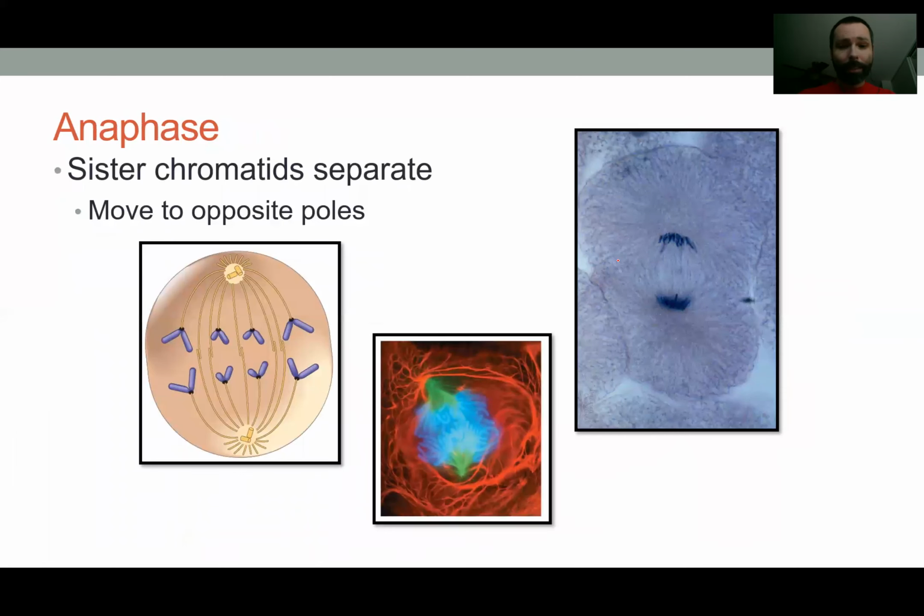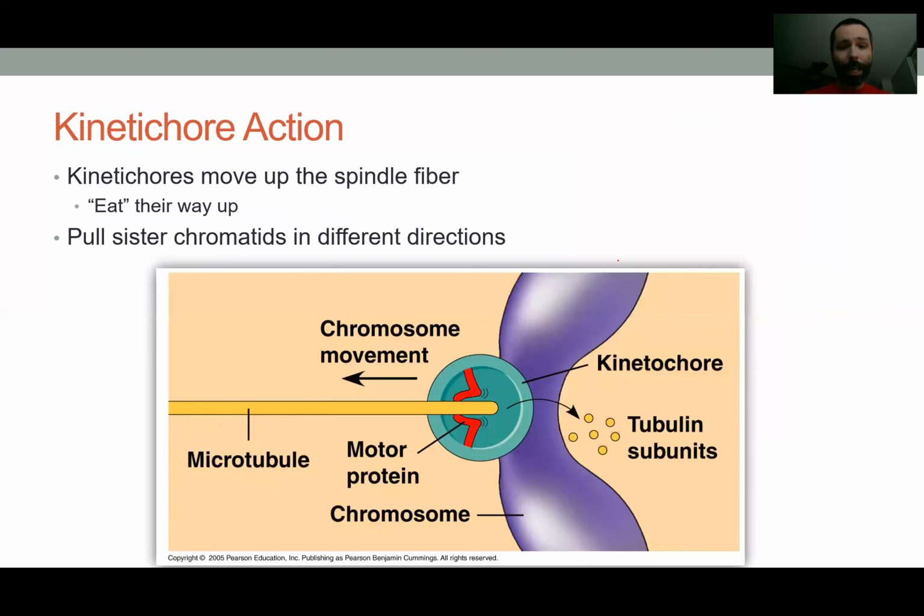Then we get to anaphase. Anaphase is where you separate the sister chromatids. They move along the spindle fibers. It's kind of interesting how that happens. Again, you shouldn't have to remember this, but this is a topic that sometimes comes up.